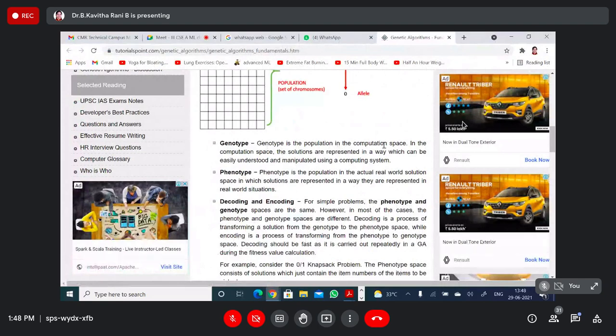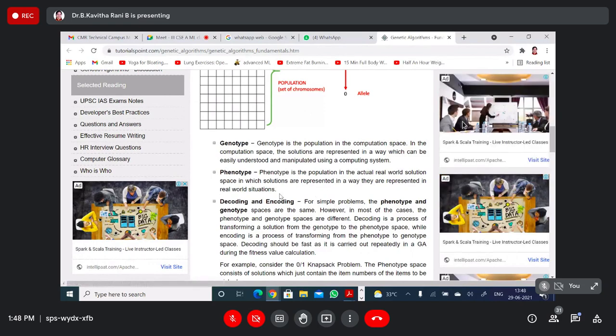Genotype is the population in the computation space. In the computation space, the solutions are represented in a way which can be easily understood and manipulated using a computing system. If you take the genotype, we can easily manipulate that. But in case of phenotype, we cannot manipulate it. Phenotype is the population in the actual real world solution space, in which solutions are represented the way they are represented in real world situations. So here we can easily manipulate, and here we cannot that easily manipulate the solution.